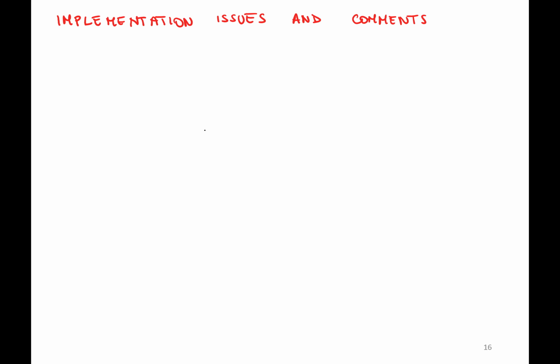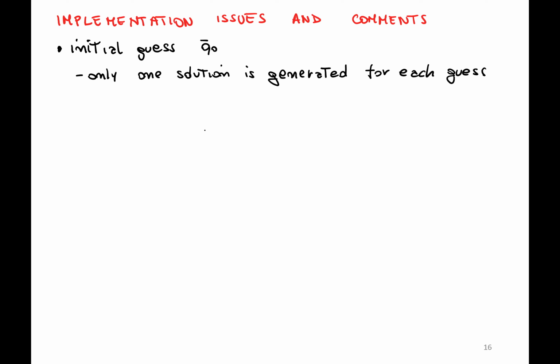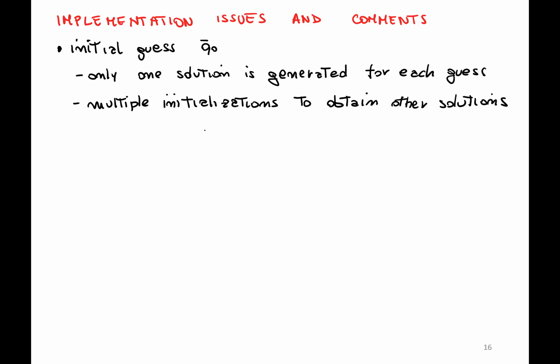Let's finish our 2 slides. So the problem of this approach is that we need an initial guess, and one solution is generated for each guess. You remember that we can have multiple solutions for the inverse kinematics. So depending on where you choose the initial guess, you will converge to a different solution, and you therefore need different initializations to obtain all the solutions.